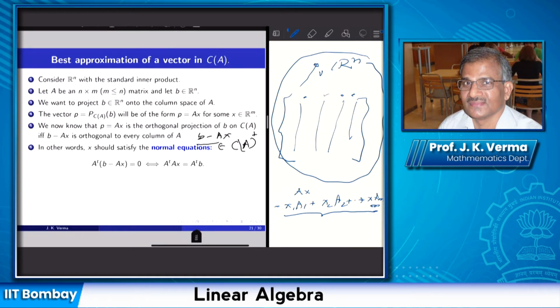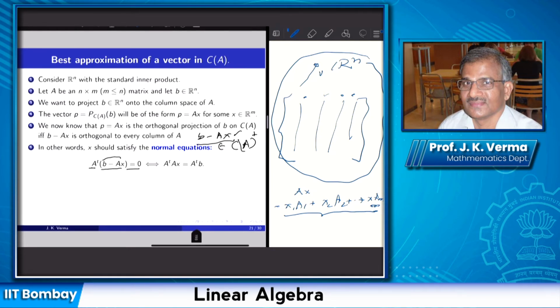Okay, so B minus Ax is perpendicular to every column. But when I take the transpose of the matrix, the row vectors of A transpose are the column vectors of A. To say that B minus Ax is perpendicular to every column vector is to say that A transpose times (B minus Ax) is 0. B minus Ax is a vector. A transpose (B minus Ax) has components obtained by taking row vectors of A transpose and taking the dot product with B minus Ax. But the row vectors of A transpose are column vectors of A. We want B minus Ax to be perpendicular to every column vector. Okay, so therefore A transpose (B minus Ax) is 0.